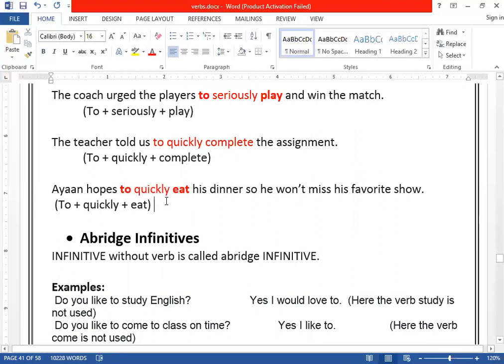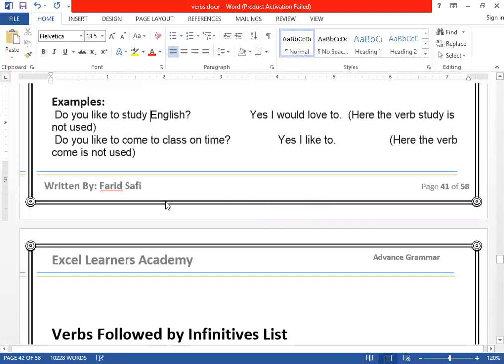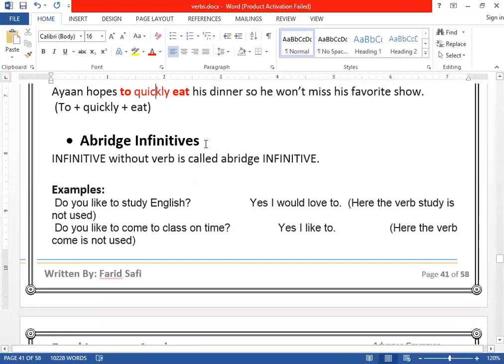Then we have the last type of infinitive that is called what? We call it abridged infinitives. Abridged infinitives is infinitive without verb.